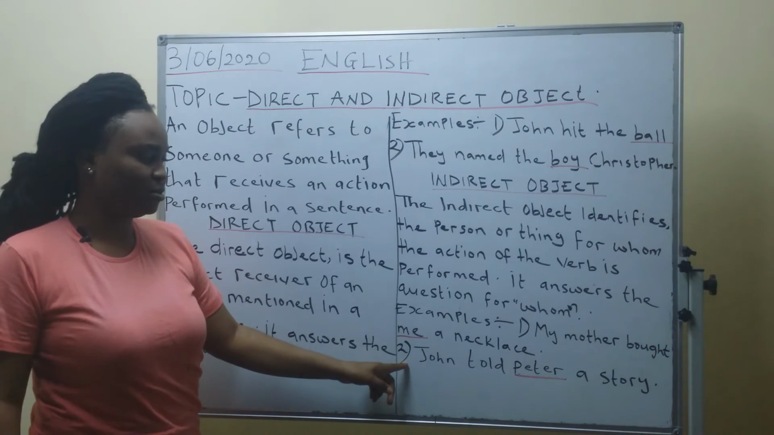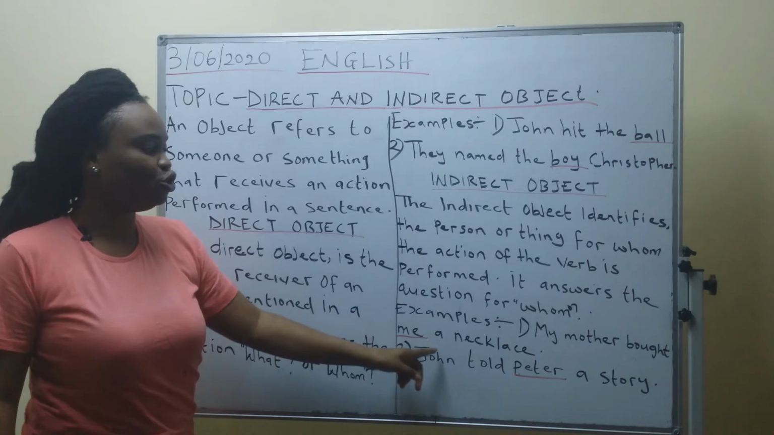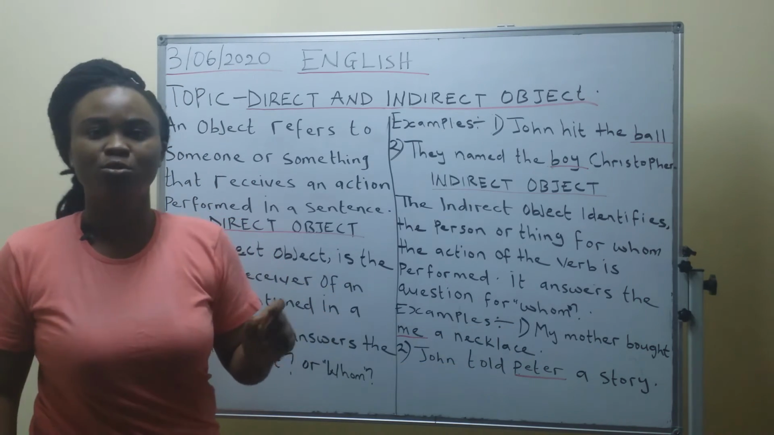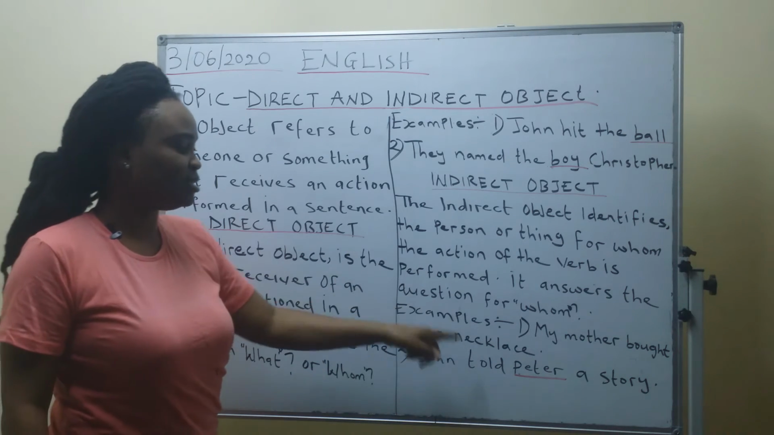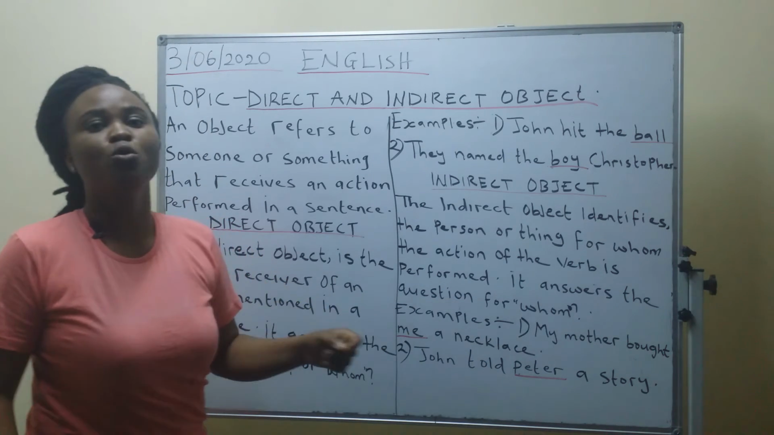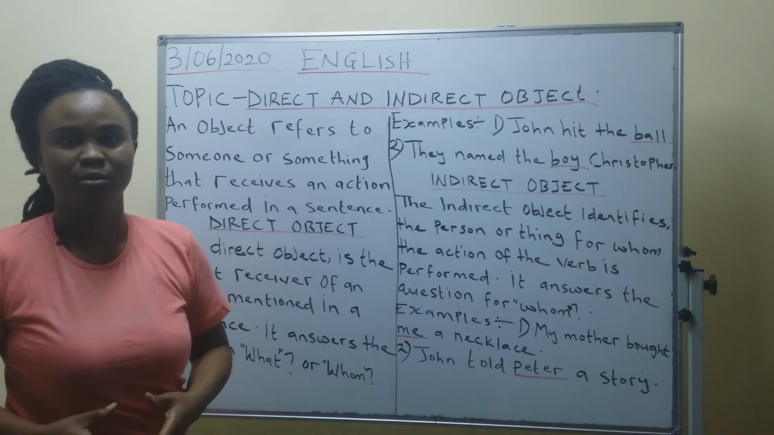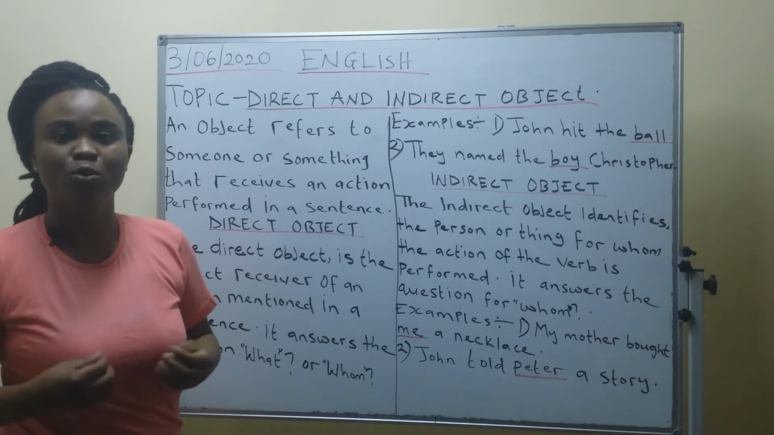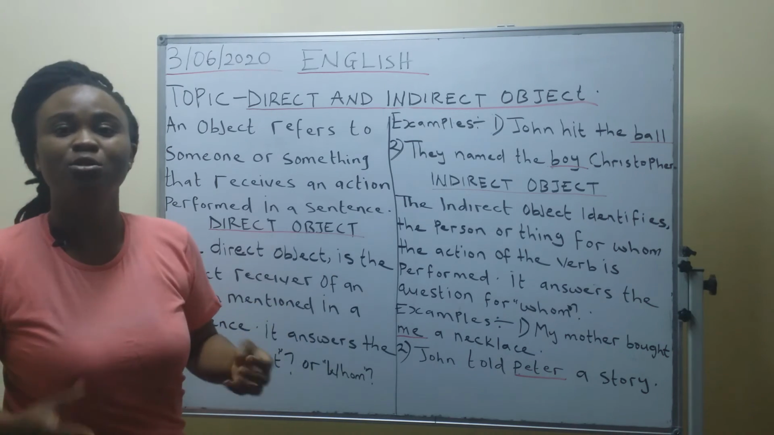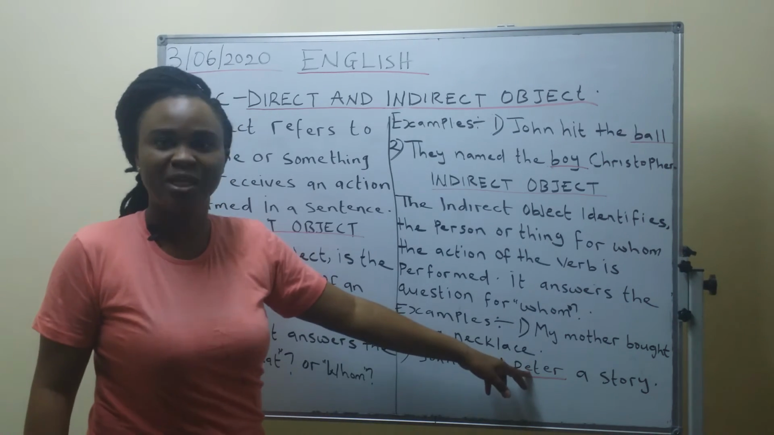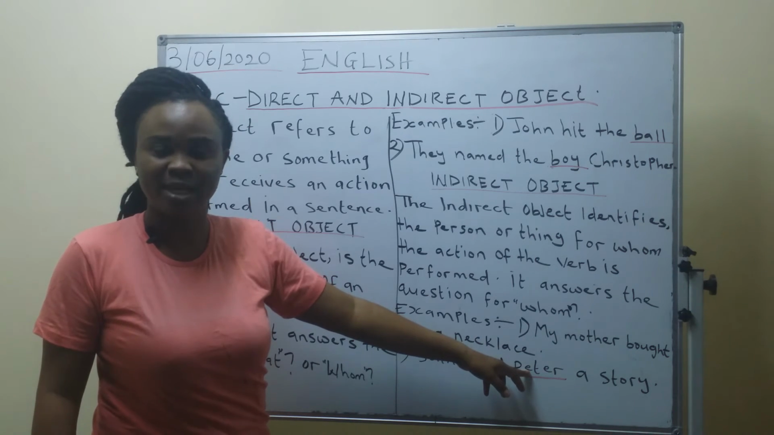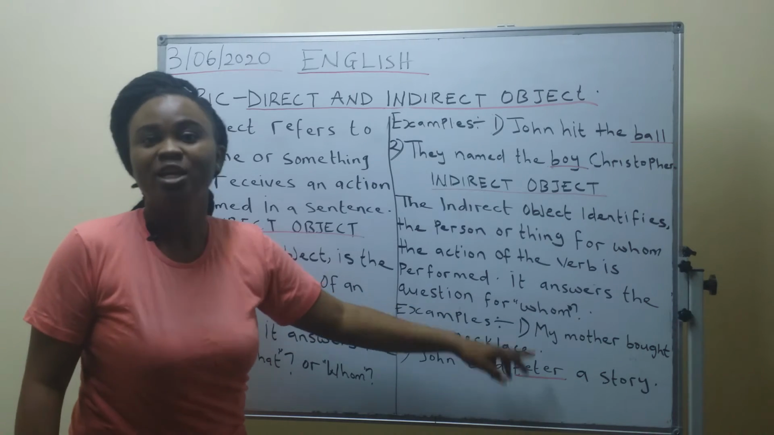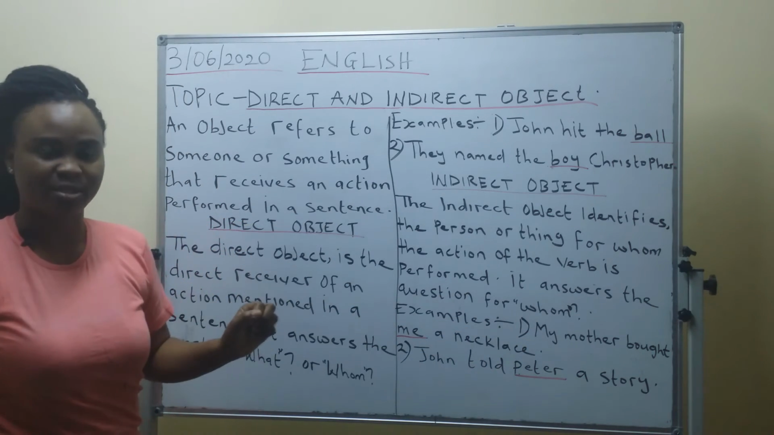Then the second example. John told Peter a story. Now, this is the action word, told. So, who told a story? It is not Peter that told the story, but it is John that told the story. So, who did they tell the story to? It is Peter. Are you understanding what I'm saying? So John told Peter a story. So Peter here is the indirect object.